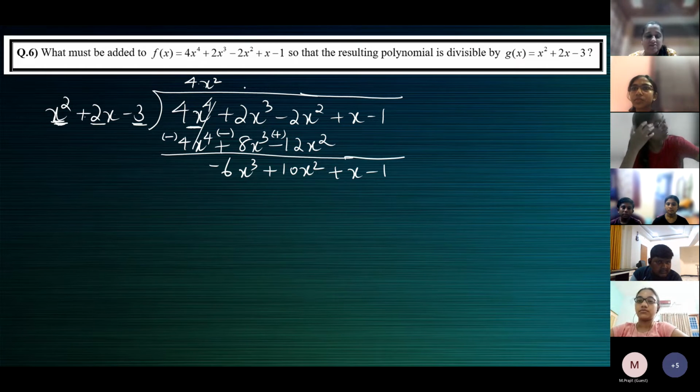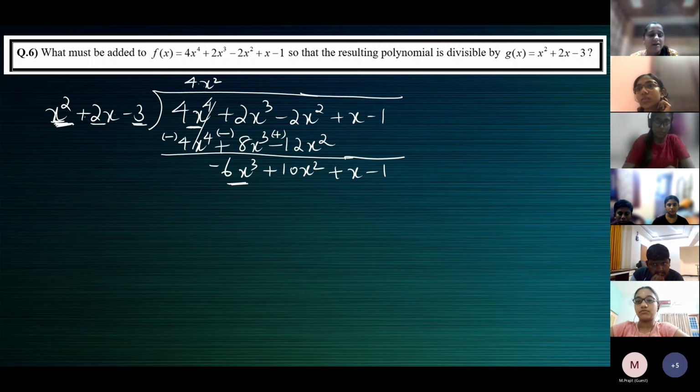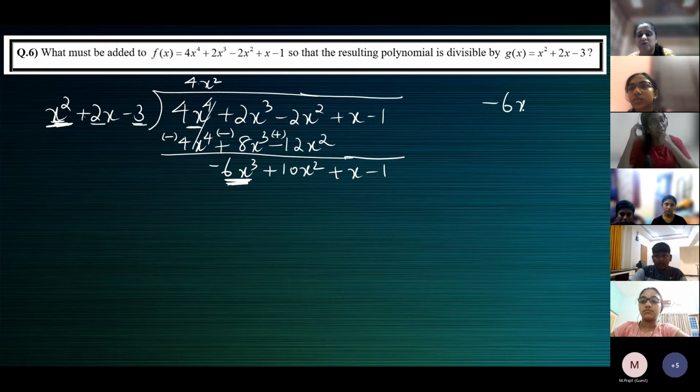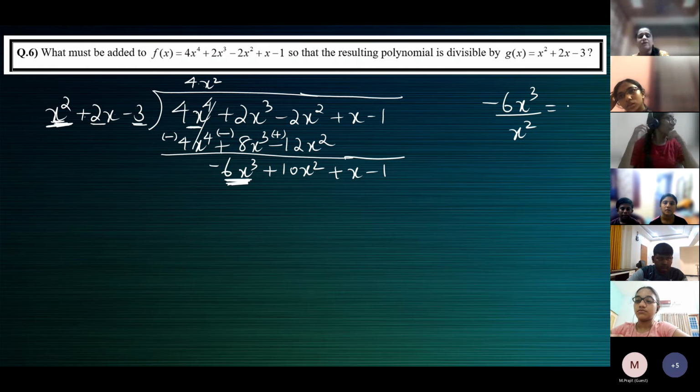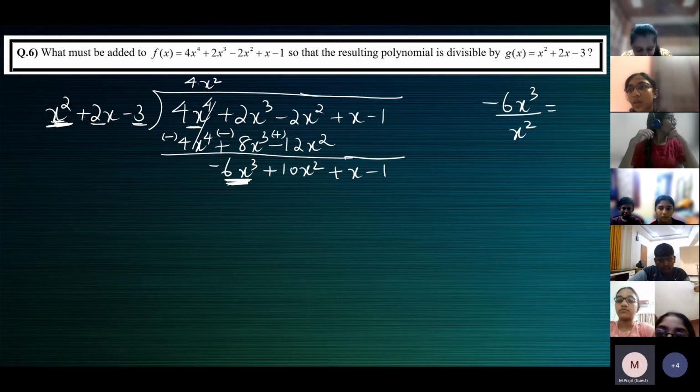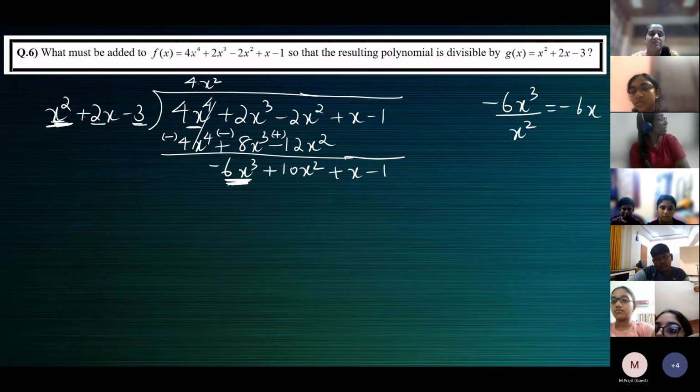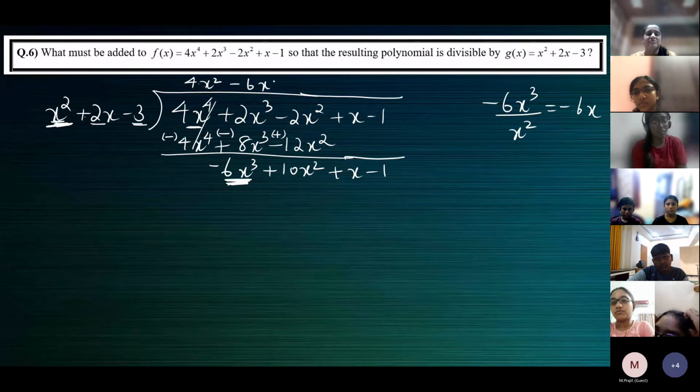Next, again, we have to find the second term of the quotient. How? Divide the first term of the new dividend by the first term in the divisor. So it will be minus 6x cubed divided by x squared. What is minus 6x cubed divided by x squared? Minus 6x. That is the second term in the quotient. Now we need to multiply.